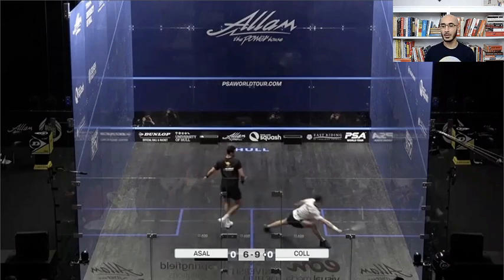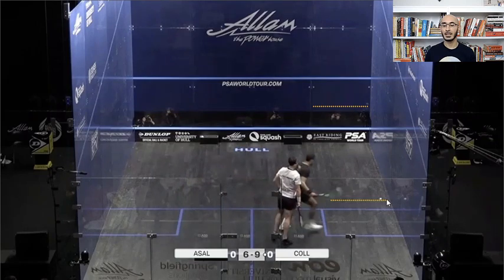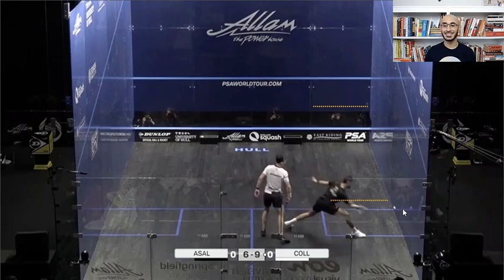So the first one, Coll's hitting under not insane pressure, but there's pressure. He doesn't have a full swing. He hits the ball relatively low on the front wall, and look at the first bounce. Here's no man's land, because Asal, if he doesn't cut the ball off over here, this ball is going to die somewhere around here, so he has no choice.